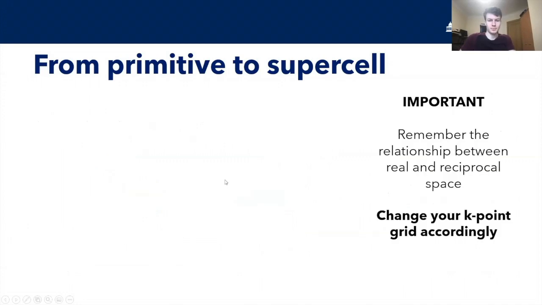One thing that you have to bear in mind when you move from your primitive cell to your supercell is the relationship between real and reciprocal space. If you have made your cell bigger in real space, it would then become smaller in reciprocal space. So you then need to change the density of your sampling with your K points as well.